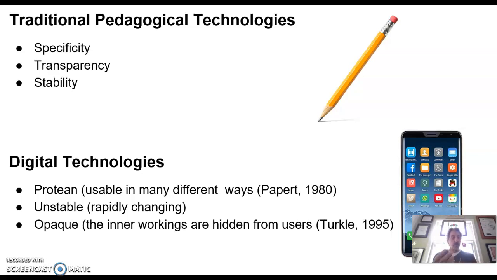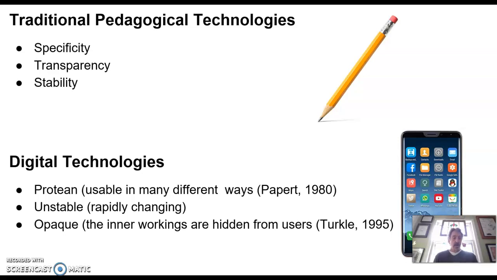It's a piece of wood wrapped around a piece of graphite with an eraser on the end, and they were stable. This pencil hasn't changed since Henry David Thoreau's family was making pencils in their factory in the 19th century. Whereas these digital technologies that we're using today are much more difficult because they're protean, in the sense that our cell phone is a calculator, an audio recorder, access to the internet, we can make a phone call. As I said before, it's got any number of apps that do many things.